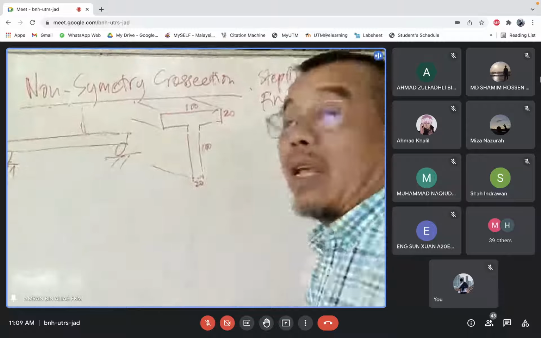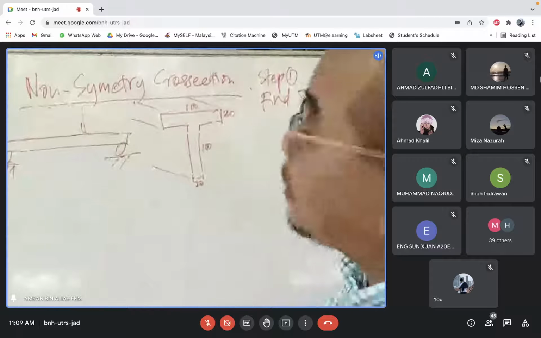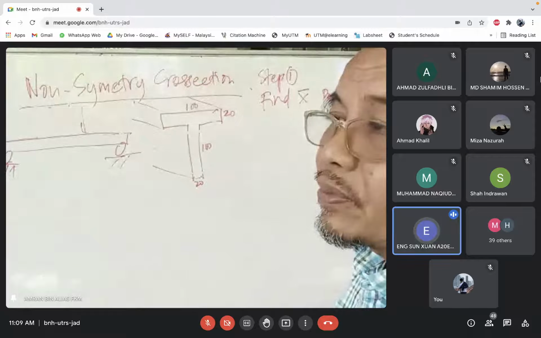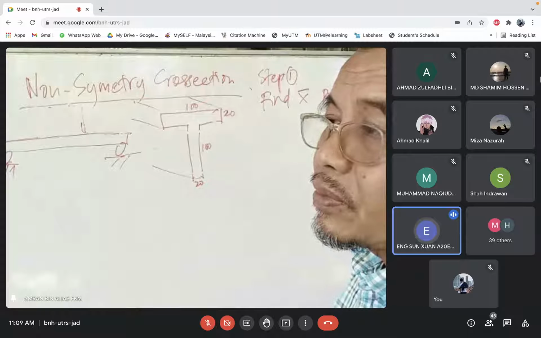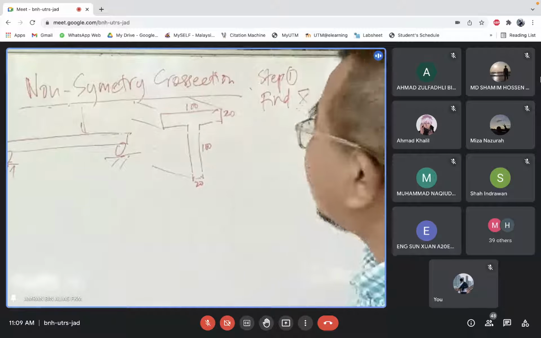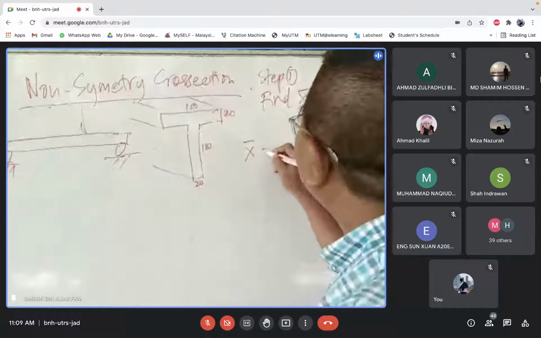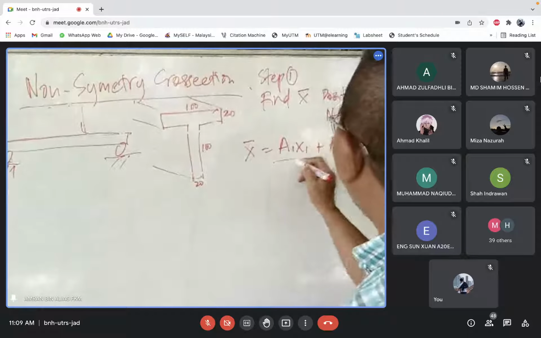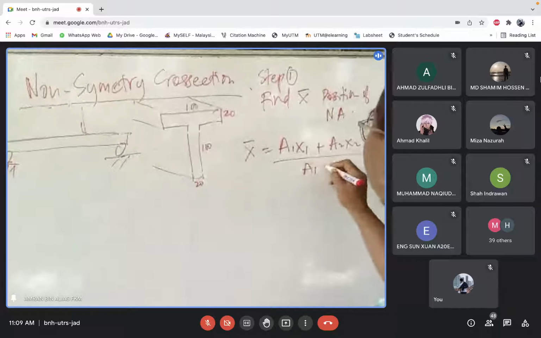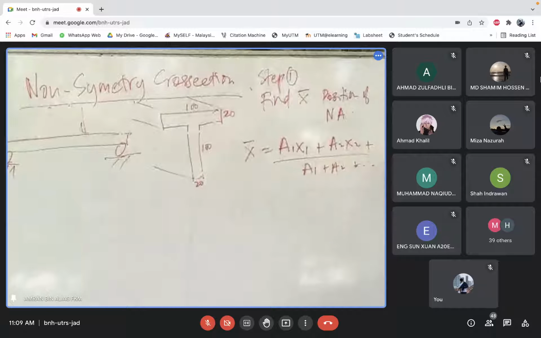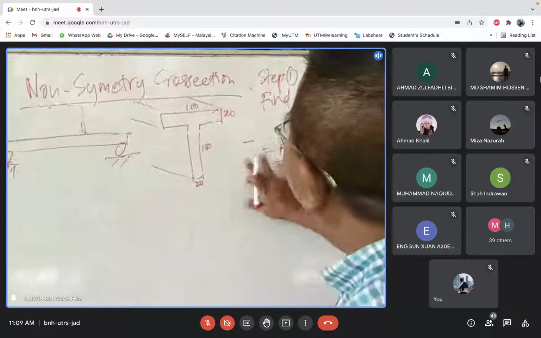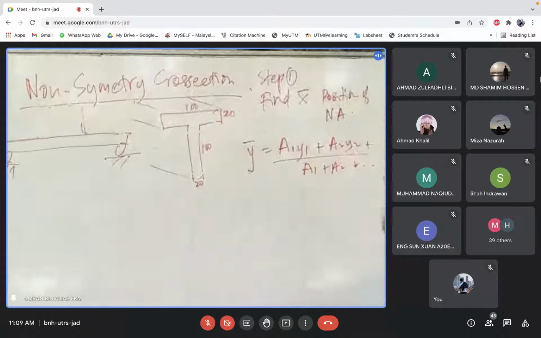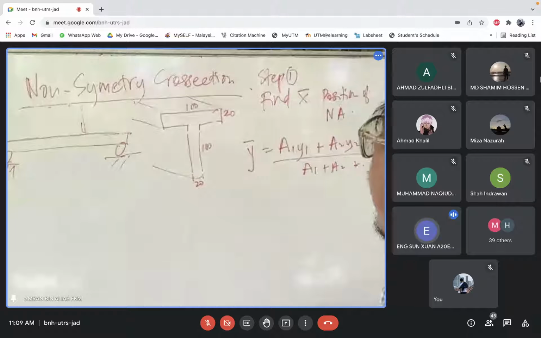Okay, let us do that. Remember what is the formula for that? Who still remembers? A1 Y1 plus A2 Y2 over A1 plus A2. Exactly. X bar is equal to A1 X1 plus A2 X2 over A1 plus A2, and so on. That's X bar. Change that into Y bar. That is your Y. Are you with me? Yes.